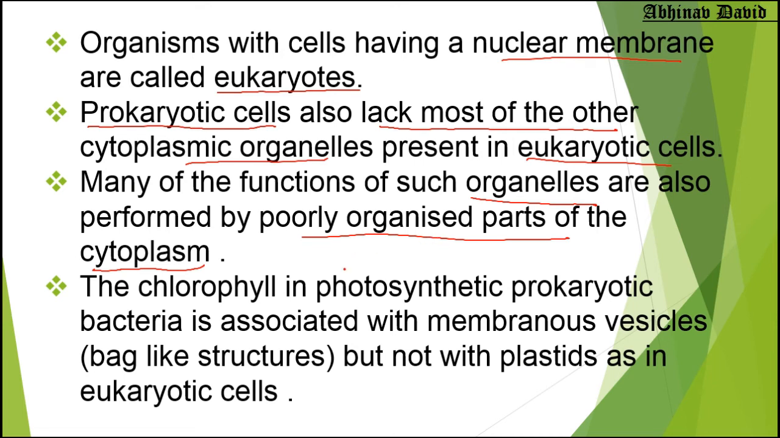The different parts of the cytoplasm organize themselves to do different functions like the cell organelles. Now the chlorophyll in photosynthetic bacteria: we have already studied that chlorophyll is present inside the chloroplast, and chloroplast is an organelle. But the bacteria does not have an organelle because it is a prokaryotic cell. So where is this chlorophyll, this pigment, present? It is not present inside the chloroplast in prokaryotic bacteria. It is present in membranous vesicles. Vesicles are bag-like structures, but not with plastids, because plastids are organelles and they are not present.